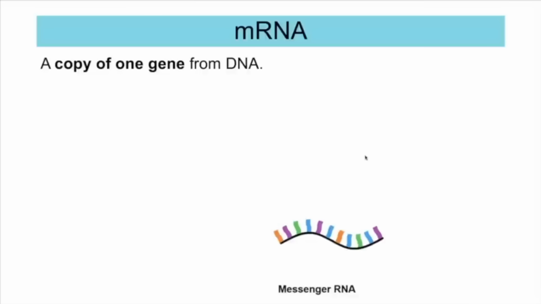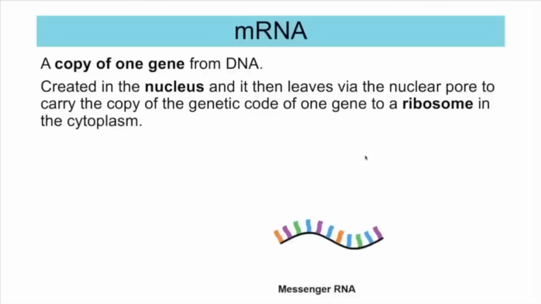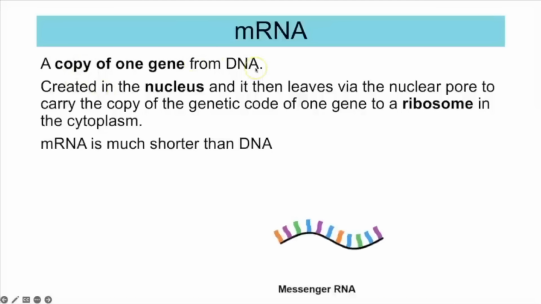mRNA is a copy of a gene from DNA. It's created in the nucleus, and then it leaves via the nuclear pore to carry a copy of the genetic code of one gene to a ribosome in the cytoplasm. Now, it's much shorter than DNA, and the reason for that is it's only a copy of one gene. Human DNA, for example, consists of approximately 23,000 genes, whereas mRNA is only a copy of one of those genes. So it's going to be much shorter, and therefore it's small enough to come out of the pores in the nuclear envelope.